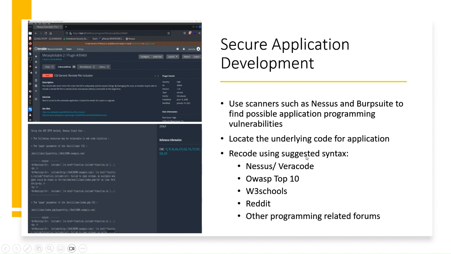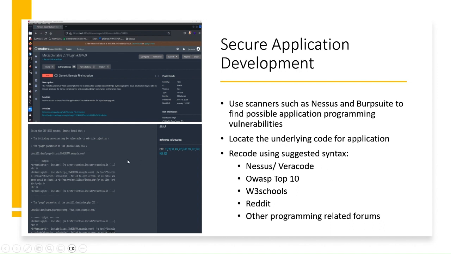I'm learning a little bit of SDLC right now, just from learning like the CISSP and things like that. So I'm learning about secure development. And some of the things you can do here to make sure you have secure application development is use your scanners. Use Nessus and Burp Suite to find possible application programming vulnerabilities. And they'll show you where you have programming vulnerabilities and things like that, where certain headers are not present, or certain things are not present in the underlying code.